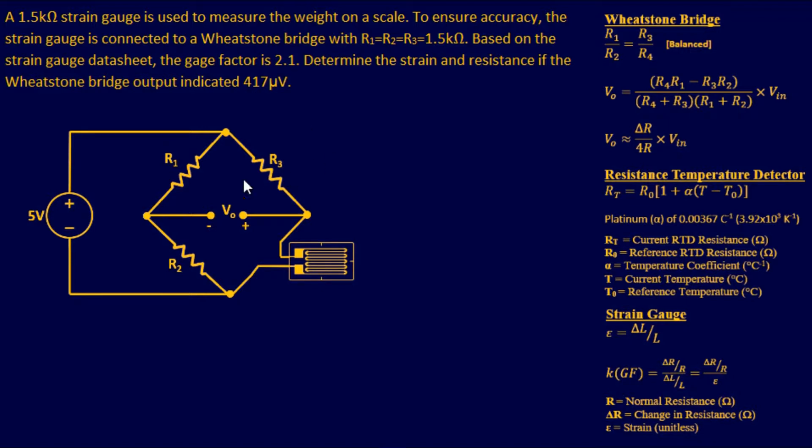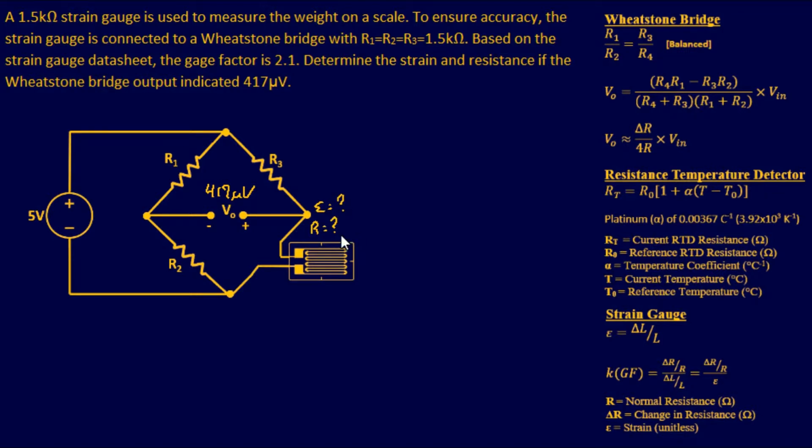All right, so we have a little bit of information to work with here. So we know R1, R2, and R3 all equal 1.5K. And we know V out, and I'll go ahead and write it right here, equals 117 microvolts. And we want to determine for this strain gauge its resistance and its strain. So that's two things we have to find out.